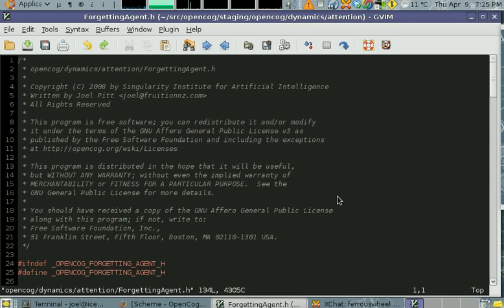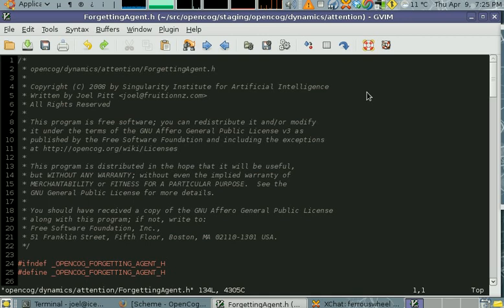Hello, this is the fourth screencast about Economic Attention Allocation Networks for OpenCog. This is where I'm going to talk about the last mind agents of the four that are implemented and also involved in the Hopfield Network associative memory demo.